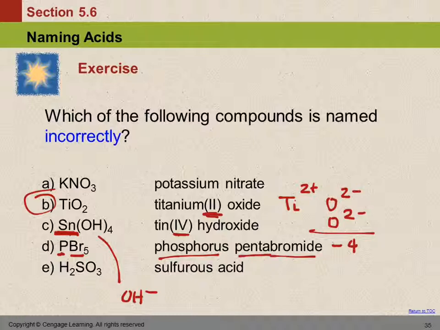How about this last one? HSO3. It's one of those oxyanions. Ignore the hydrogens. What's the name of that? Well, you look it up in the table, sulfite. So then, is this the correct name for that acid? It is. So only B was incorrect.